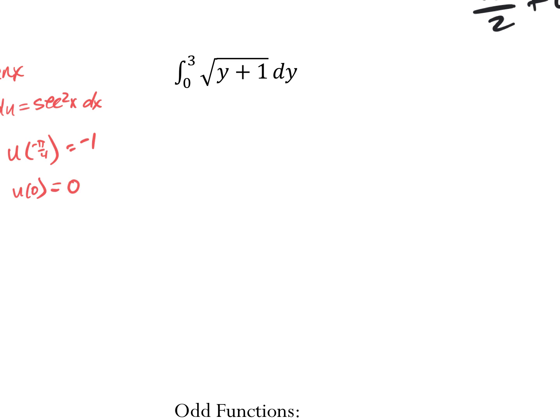Thoughts? U what? du equals dy. Okay. Do you guys want to change the bounds or do you want to just solve it and then work backwards? Again, there's not a right answer versus a wrong answer. Change the bounds. So u of 0 equals 1, u of 3 equals 4.